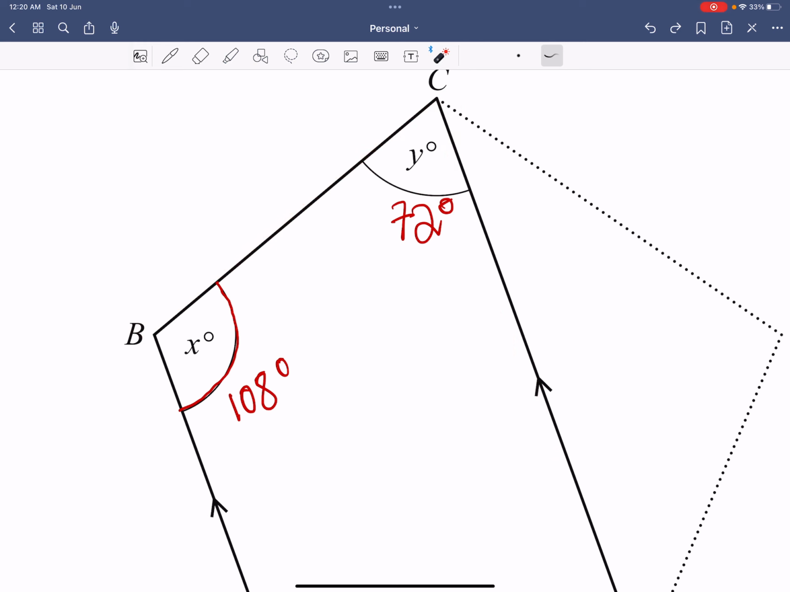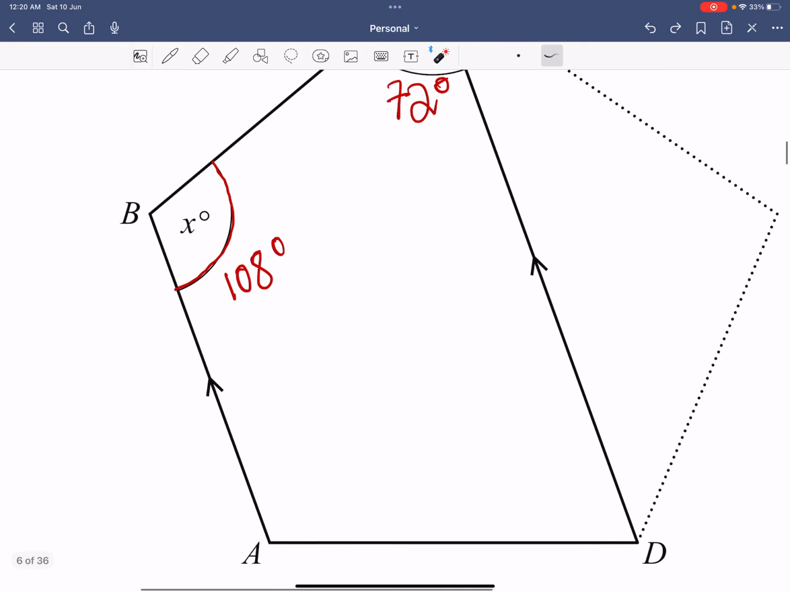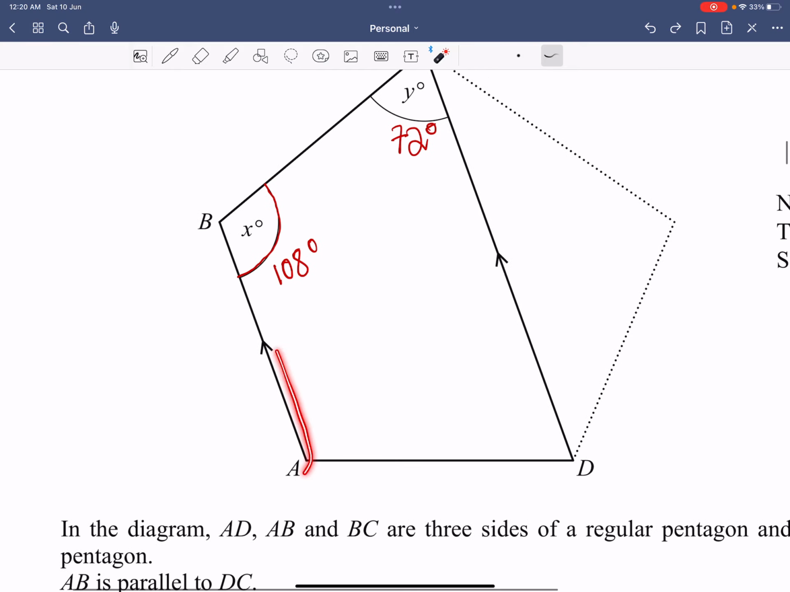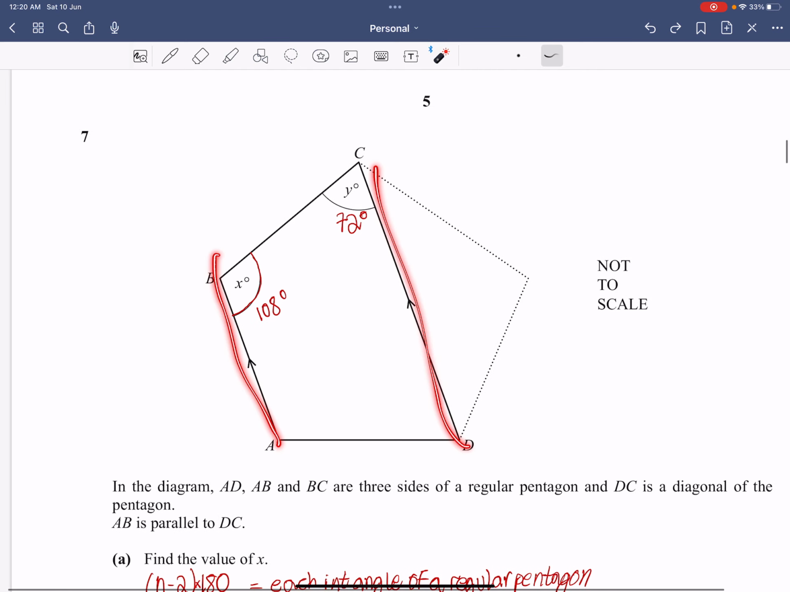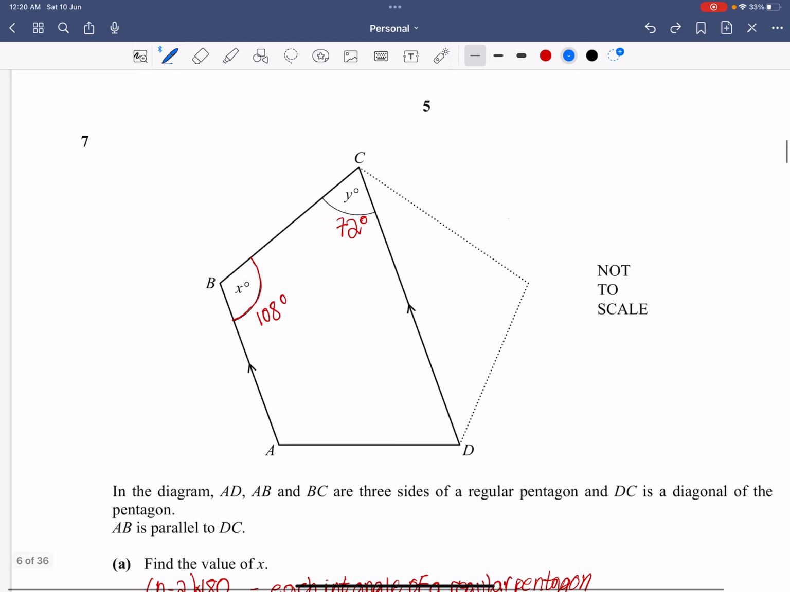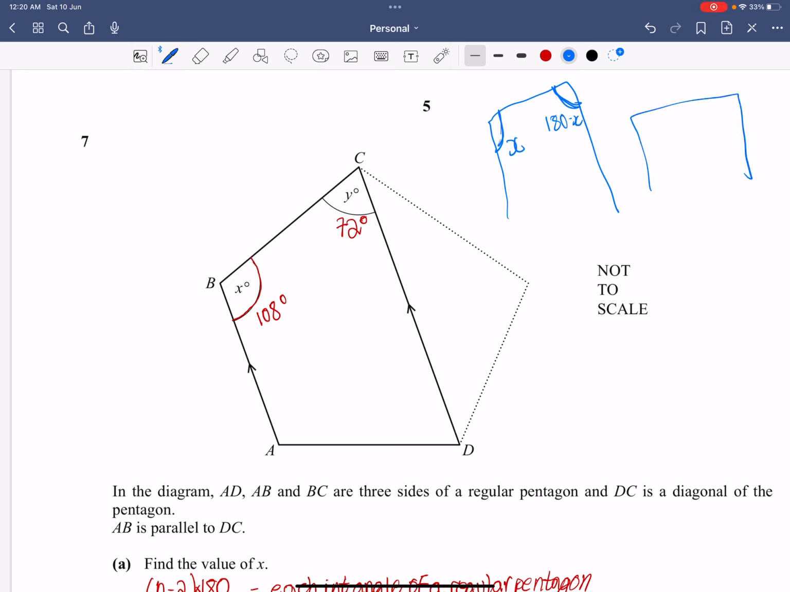Now how will we figure out y? See, how did I figure out that y was 72? As they clearly mentioned that AB and DC were parallel. What does parallel lines mean? Parallel lines have a property that angles between the parallel lines are supplementary. So imagine if this was x, this would be 180 minus x. So now if this is 108, what will be this? This will be 72 degrees.